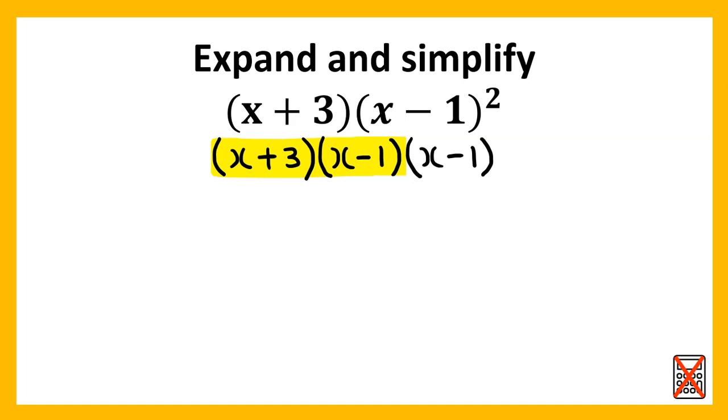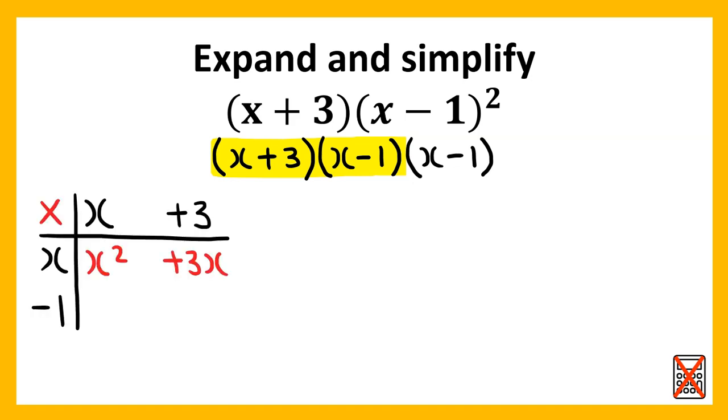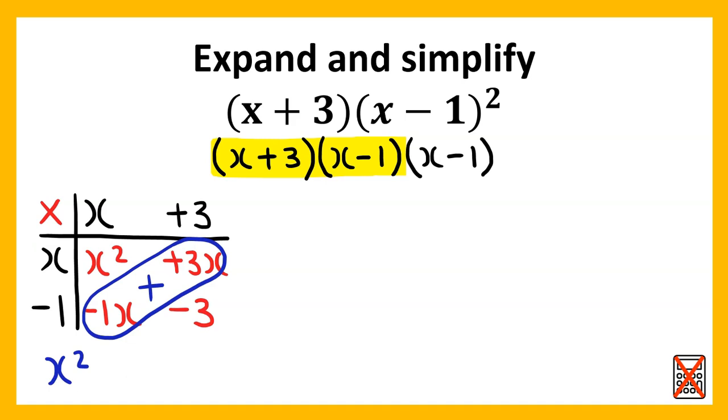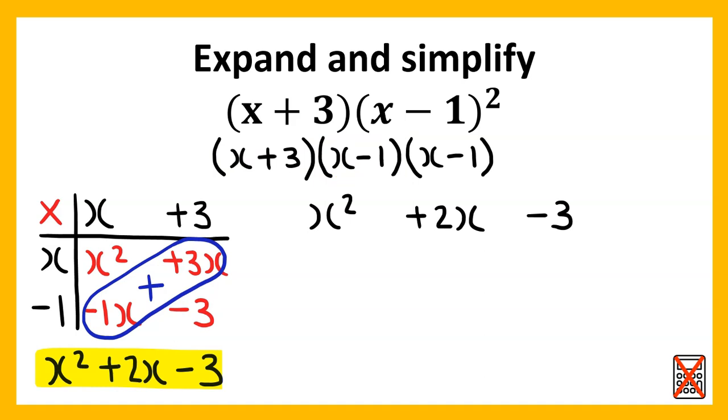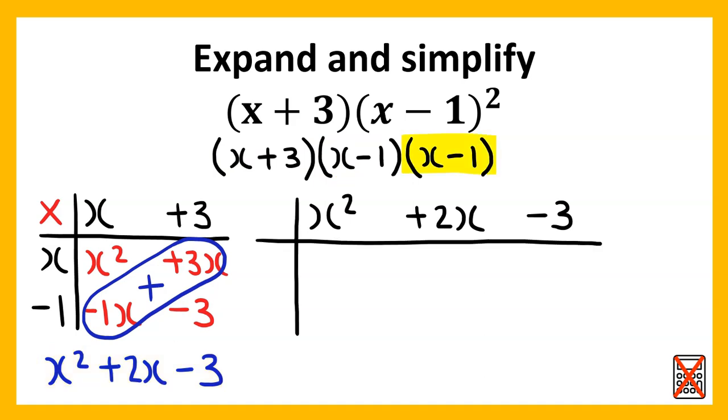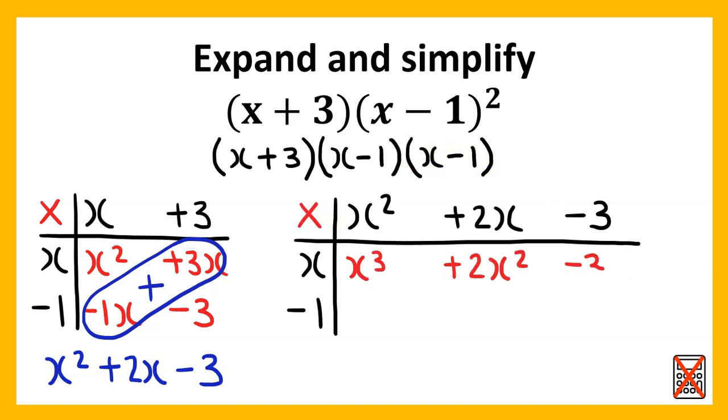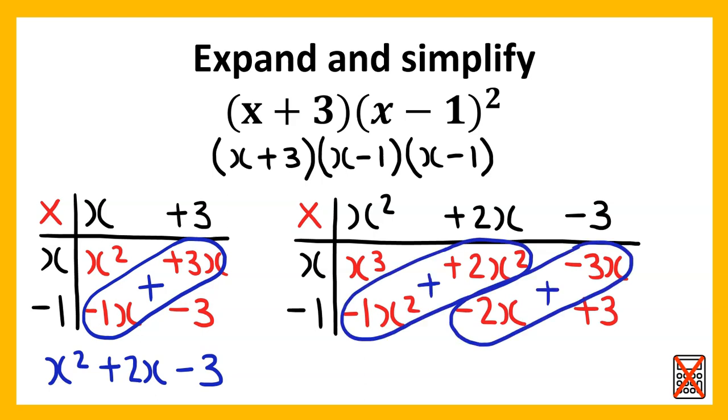Expanding the first two brackets together using a grid, x squared plus 3x minus 1x minus 3. Collecting like terms, x squared plus 2x minus 3. Take the result of this and split it into its separate terms across the top, and multiply this by the last bracket by splitting it into x minus 1. x cubed plus 2x squared minus 3x minus 1x squared minus 2x plus 3. Collecting like terms will give me a final answer of x cubed plus 1x squared minus 5x plus 3. The 1x squared can just be written as x squared.